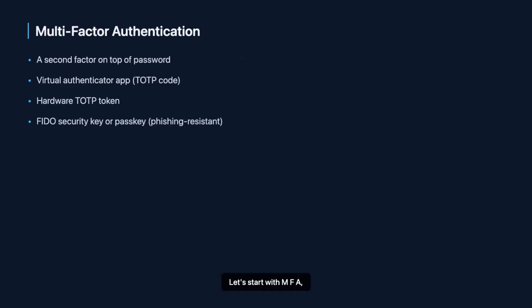Let's start with MFA, because it layers on top of everything else we'll discuss. MFA means a second verification factor in addition to your password. Amazon Web Services supports 3 flavors. The first is a virtual authenticator app on your phone that generates a rotating 6-digit code. The second is a hardware token that does the same thing in a small physical device. And the third, which is now Amazon Web Services' preferred option, is a FIDO security key or a passkey, a phishing-resistant factor based on public key cryptography, either as a physical key like a YubiKey or a synced passkey in a credential manager.